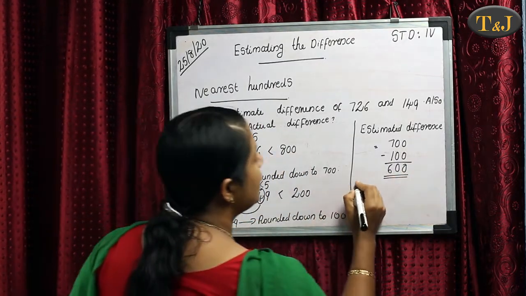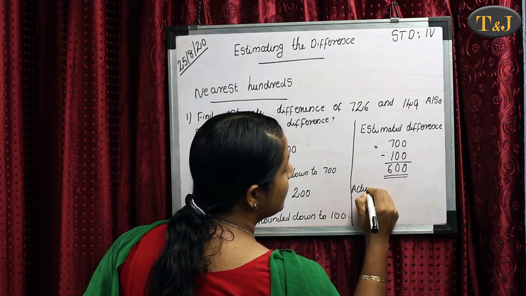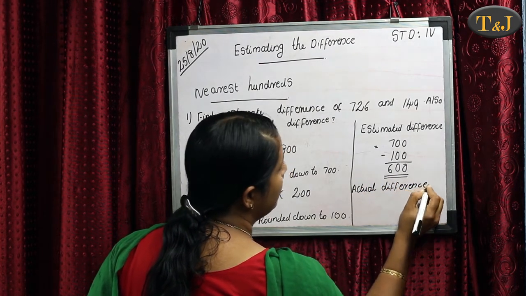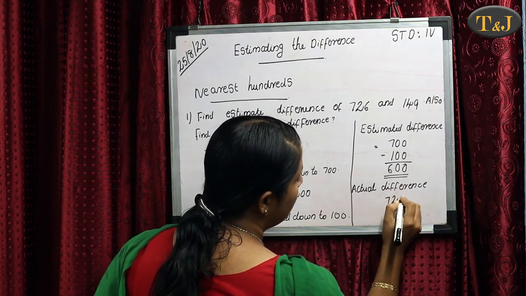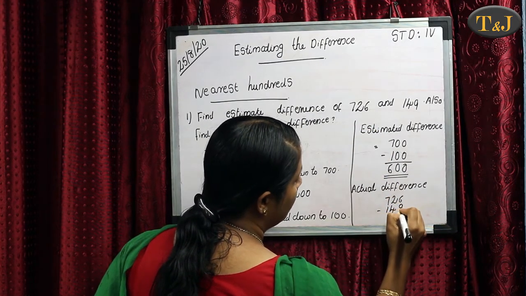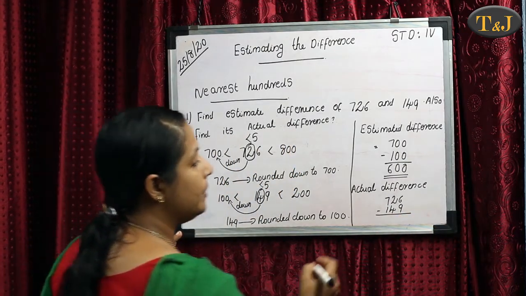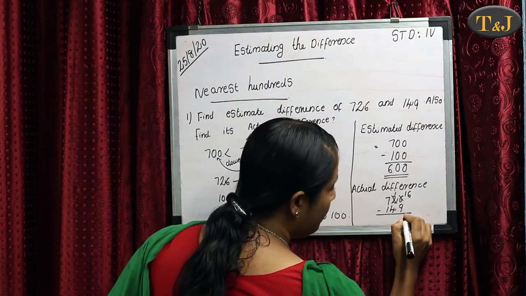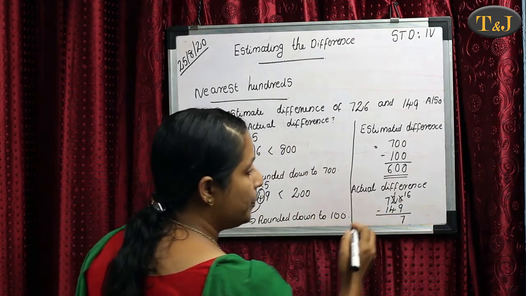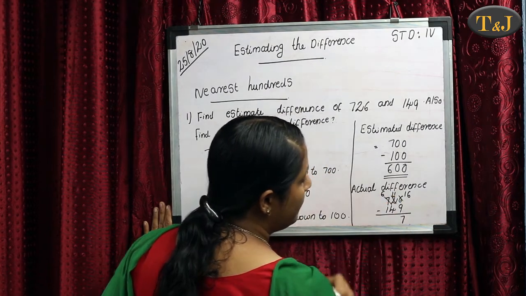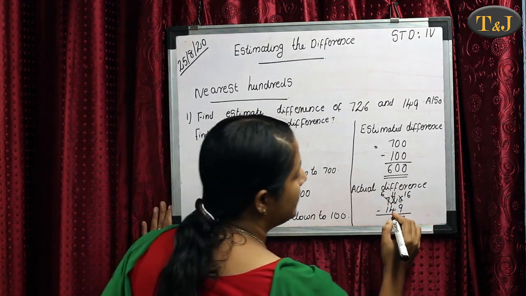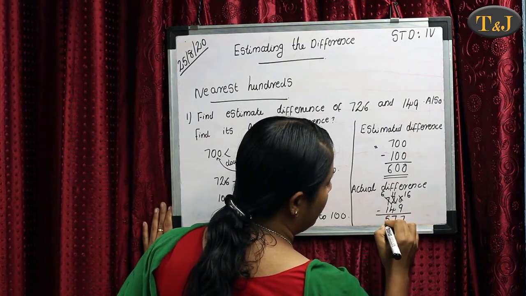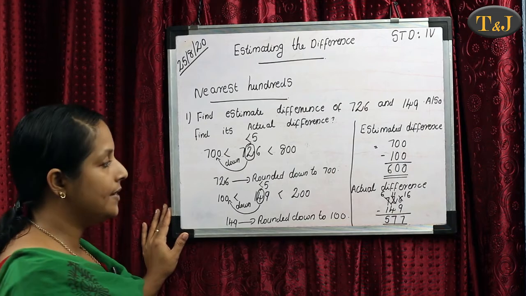Next we want to find out the actual difference. Actual difference means our question numbers. In our question the values are 726 minus 149. So 6 minus 9 is not possible, so borrowing 1 here, this number is 16. Then 16 minus 9 equals 7. Then 1 minus 4 is not possible. Again borrowing 1 here, then write the number 11. Then 11 minus 4 equals 7. Then 6 minus 1 equals 5. So we get the answer as 577.